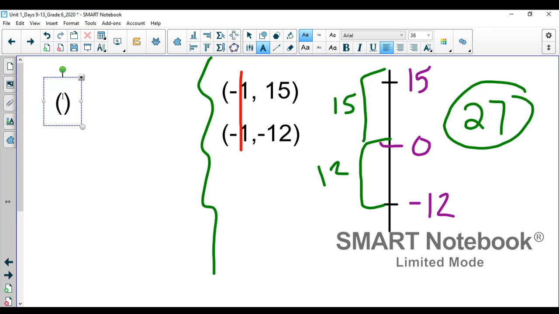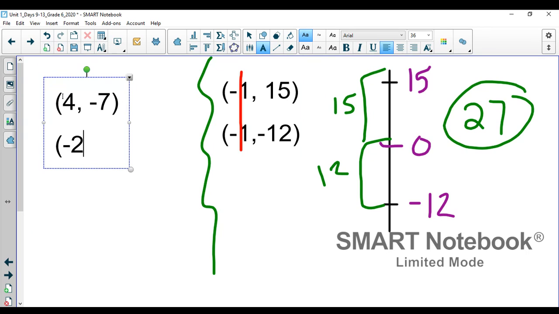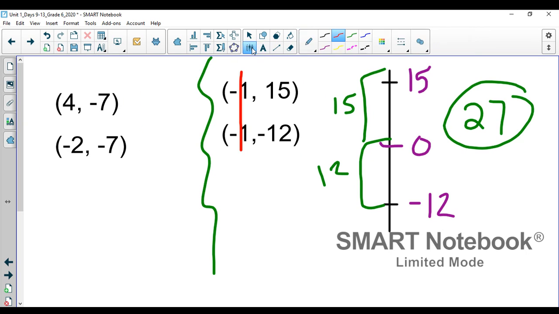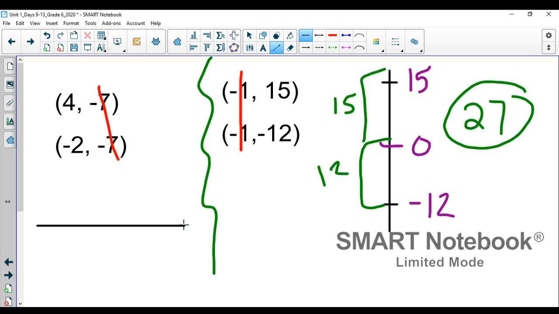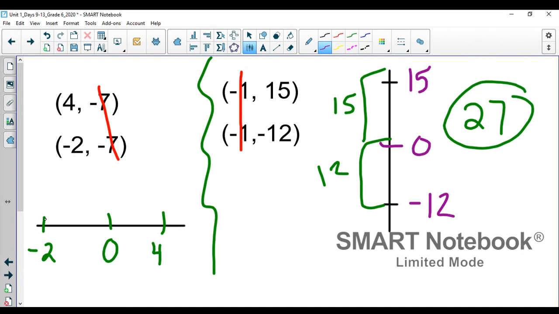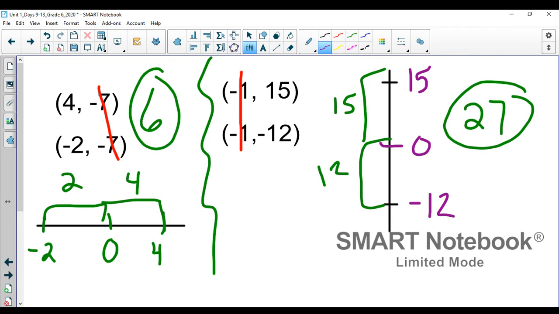So if we're looking at points (4, -7) and (-2, -7), if you did not want to graph these out, you can see, okay, my y values are the same. So these points are only going to be different across the x-axis. On my x-axis, negative 2, positive 4, and somewhere in between is 0. It would take me 2 units to get here, 4 units to go from 0 to 4, so that would be a total of 6 units apart.